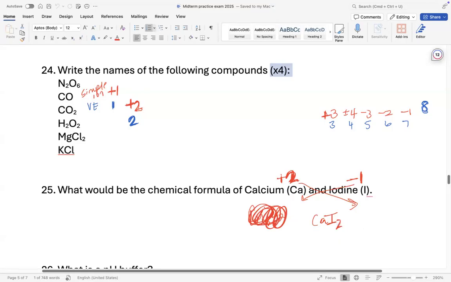Any questions? I guess I didn't get it. So in order to build the molecule, we need to know the simple ions.